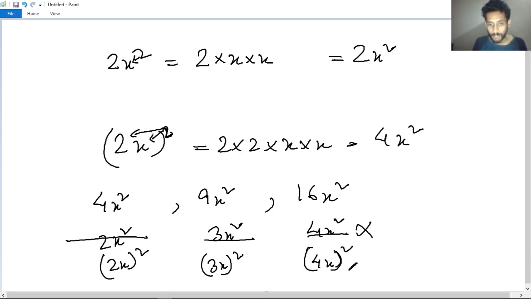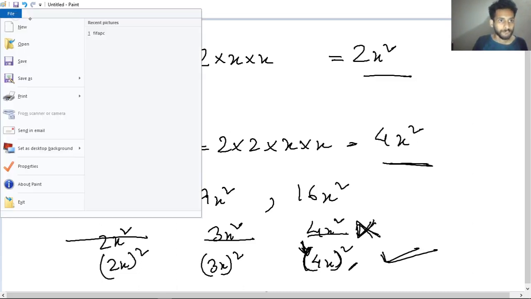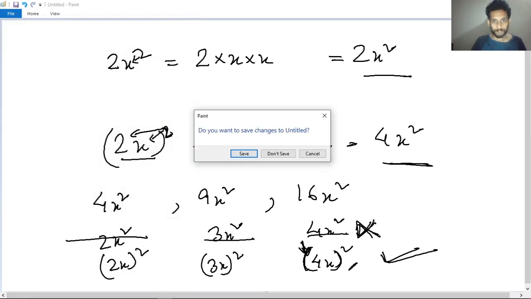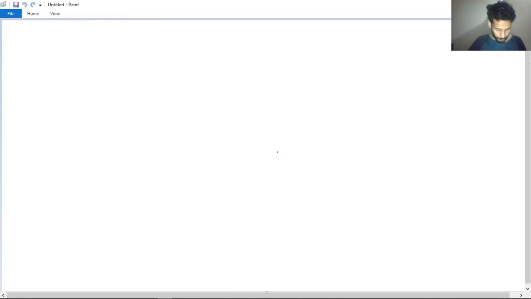The bracket is important. Without the bracket, this means this. With the bracket, it means this one. So you have to write in this way. This way is wrong. So just keep that in mind.